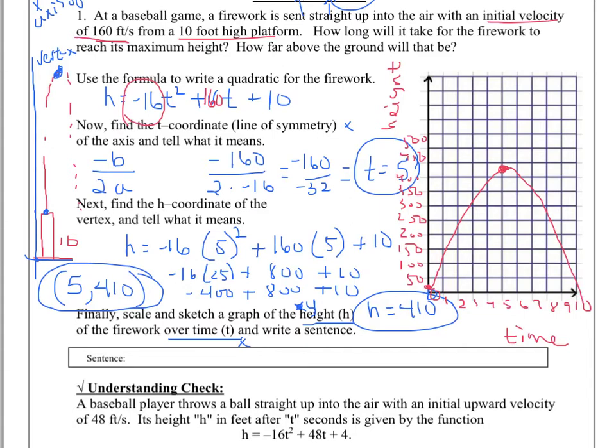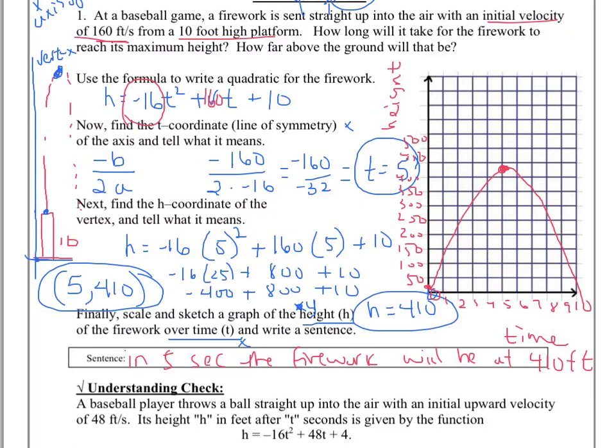And here is my graph. So if we want to truly write what this means, what we just said is that in 5 seconds, because we're talking about feet per second, the firework will be at 410 feet.